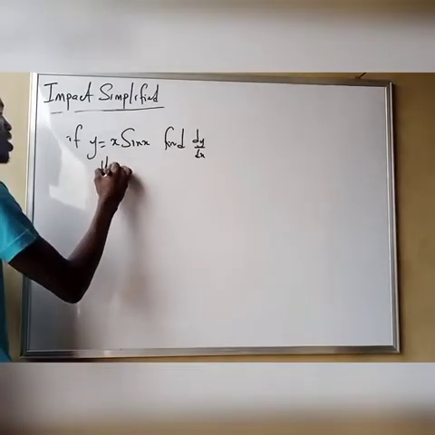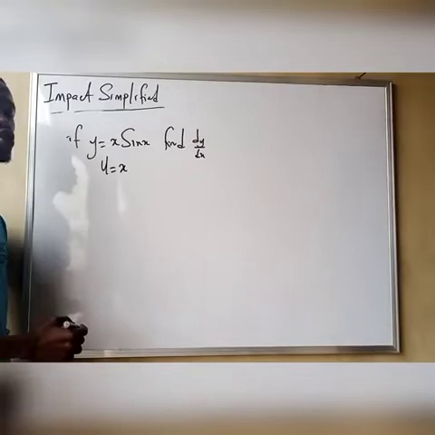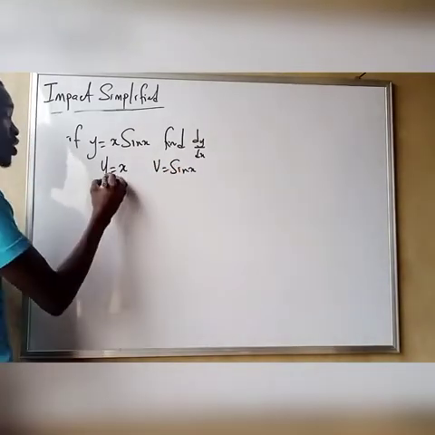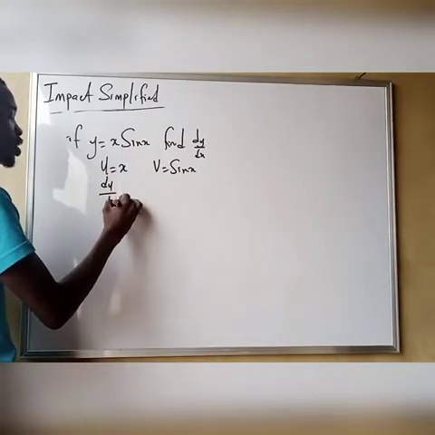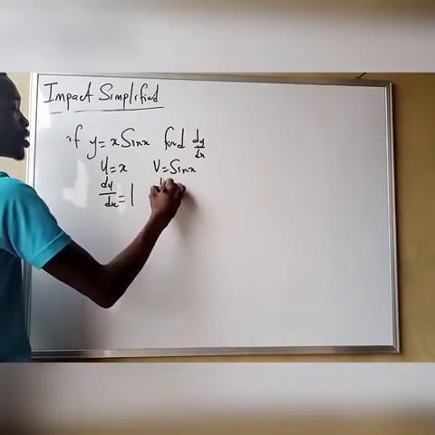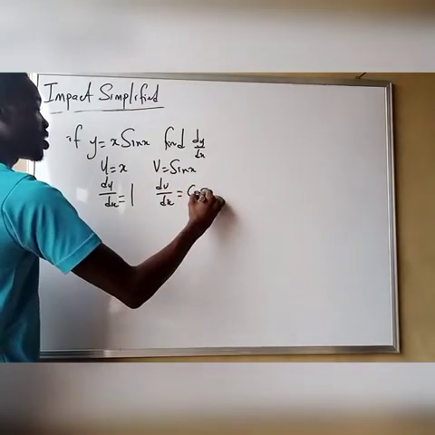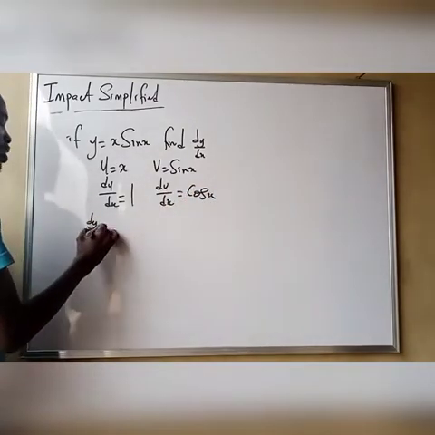So if they are asking you this, what is product rule? You make your u to be x, and then you make your v to be what? Sine x. And after you differentiate, your du/dx will give us what? 1. What is your dv/dx? If you differentiate sine, what is the differential? Cos x.